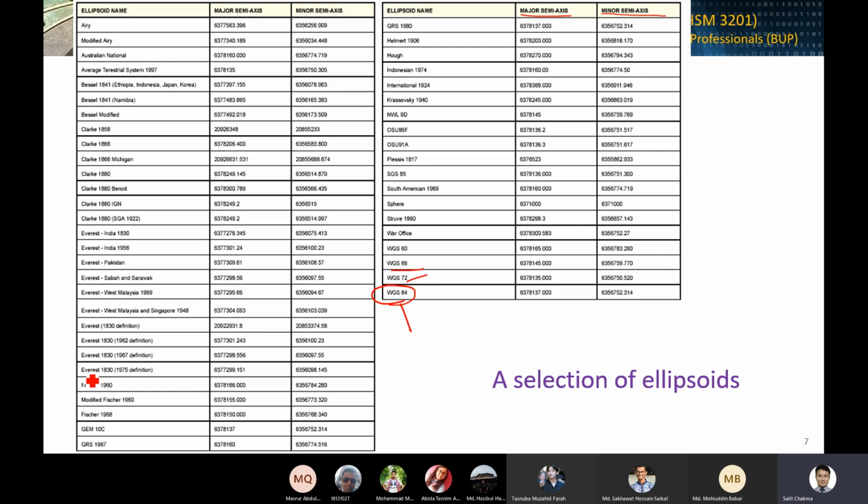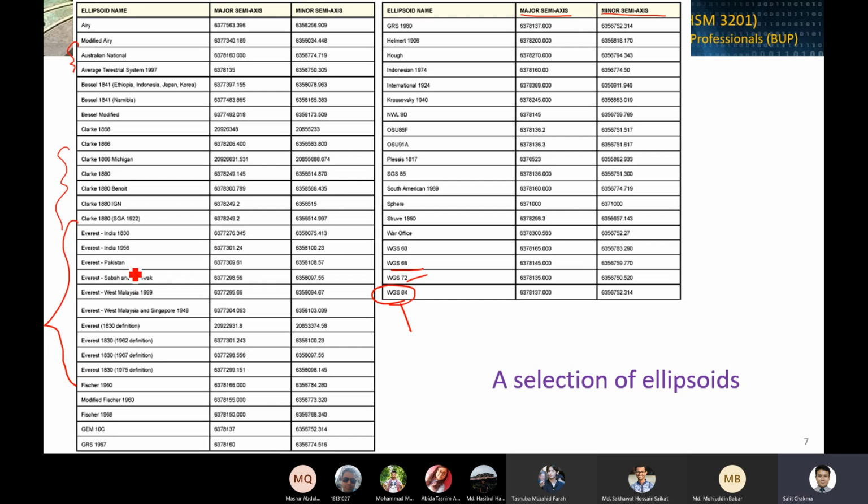However, there are other coordinate systems which are local or regional coordinate systems. For example, if we go for USA we have Clark 1980. Okay, then Clark 1880, 1866, Michigan, etc. We have also NAD, if NAD is listed here or not, maybe not. Okay, so NAD is North American Datum. For Australia we have Australian National. And for India or the Indian subcontinent, we have all these.